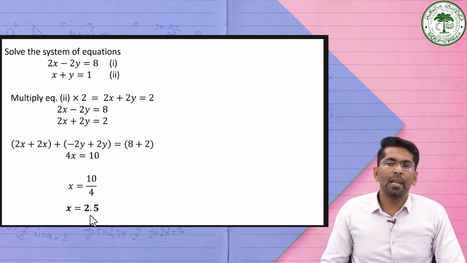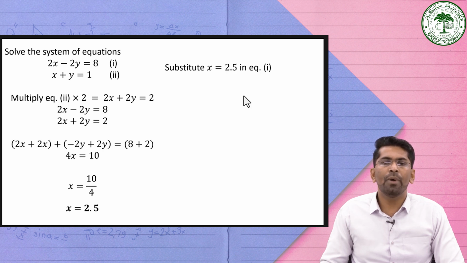Now after getting the value of x, we can substitute x is equal to 2.5 in equation number 1. Equation number 1 is 2x minus 2y is equal to 8. So substituting here x is equal to 2.5.